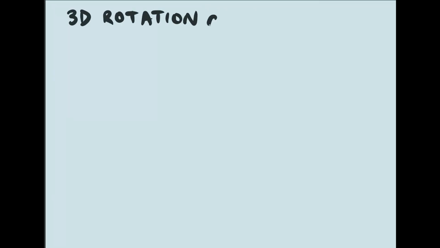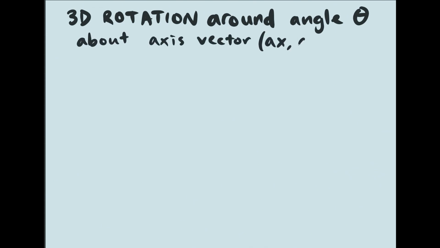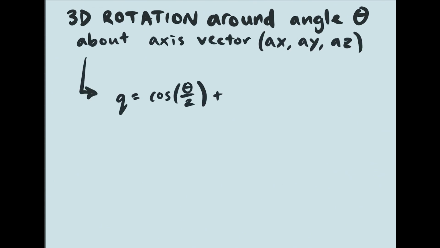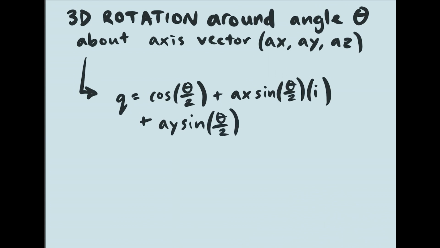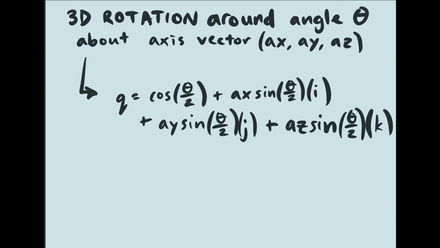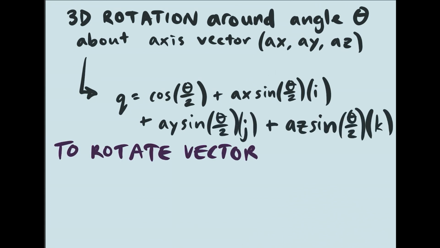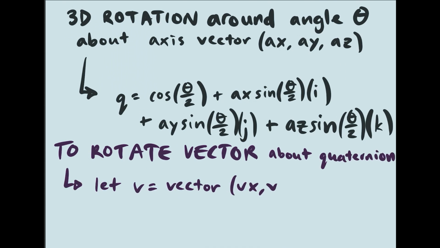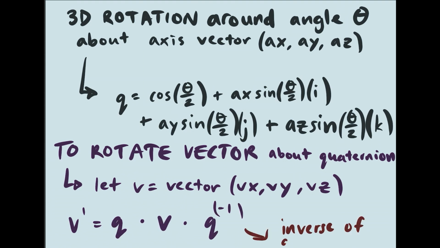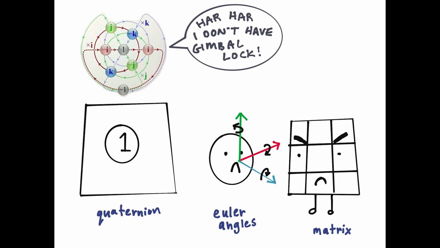A 3D rotation by an angle theta about the unit axis vector AX, AY, AZ can be represented by this unit quaternion. Then, to rotate a vector around the quaternion, we use this equation, where v is the vector vx, vy, vz, and q to the power of -1 is the inverse of quaternion q. Quaternions are more compact than 3x3 rotation matrices and are represented in 4 dimensions, making them superior to matrices and Euler angles in 3D rotation.